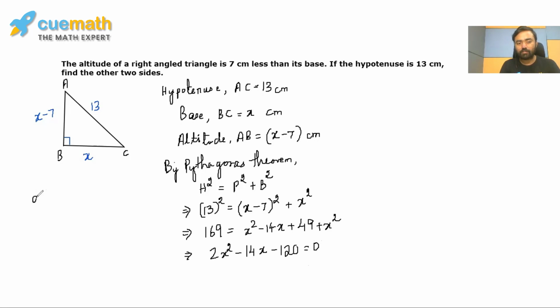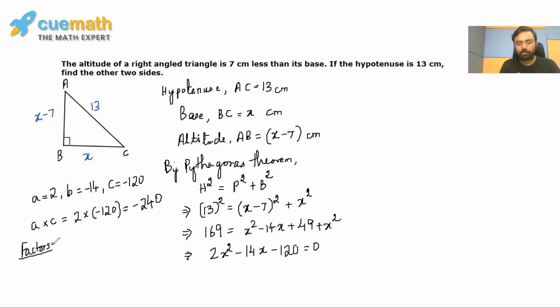Let us take the value of a. The value of a is 2, the value of b is negative 14, and the value of c is negative 120. So a times c is 2 times negative 120, which is negative 240. So we'll have to look for the factors of negative 240.